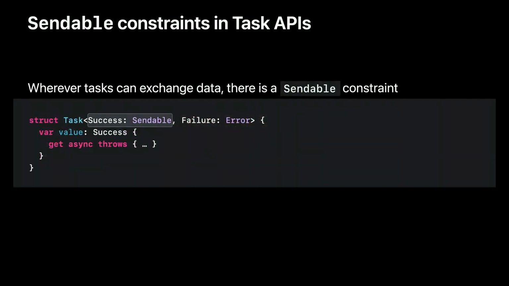The actual sendable constraint comes from the definition of the task struct itself, which specifies that the result type of a task, called success, must conform to the sendable protocol. You should use sendable constraints where you have generic parameters whose values will be passed across different isolation domains.